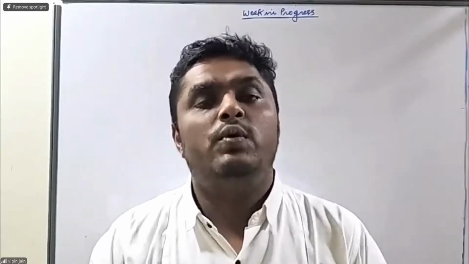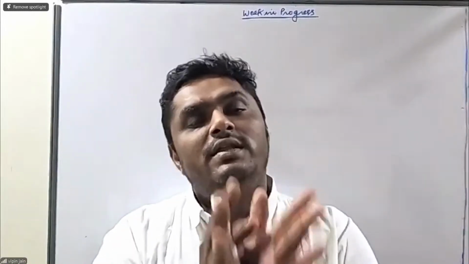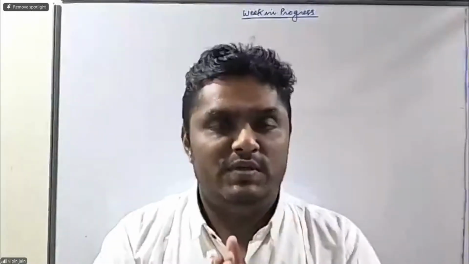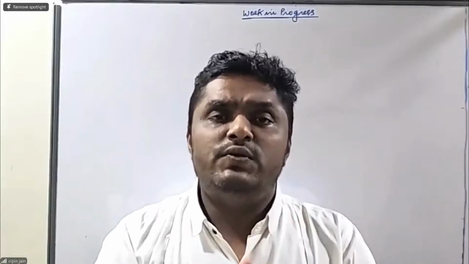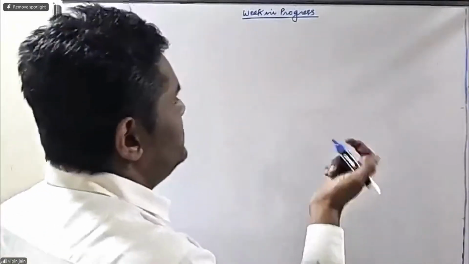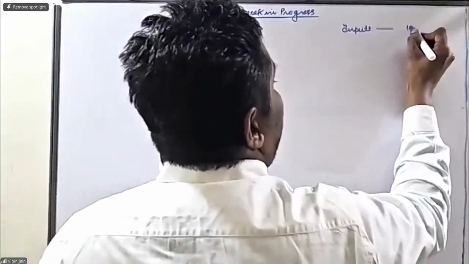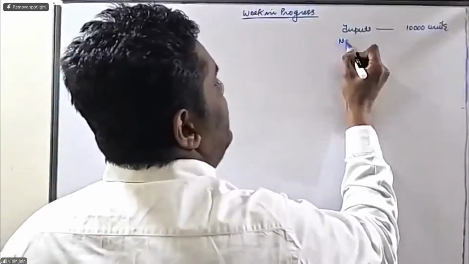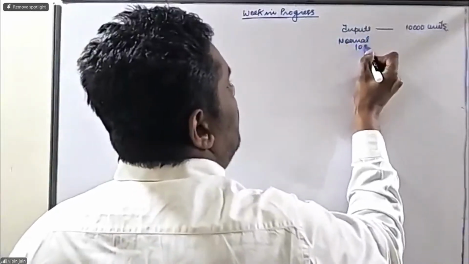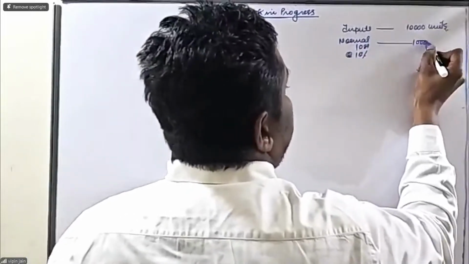Now, what is work in progress? See, we make inputs into a particular process. These inputs were processed in a particular process and they were transferred to the next process. This is what we have done till now. Now, let's take a situation. Let's say we have made an input of 10,000 units. Let's say my normal loss is at the rate of 10%, so we can say 1,000 units.